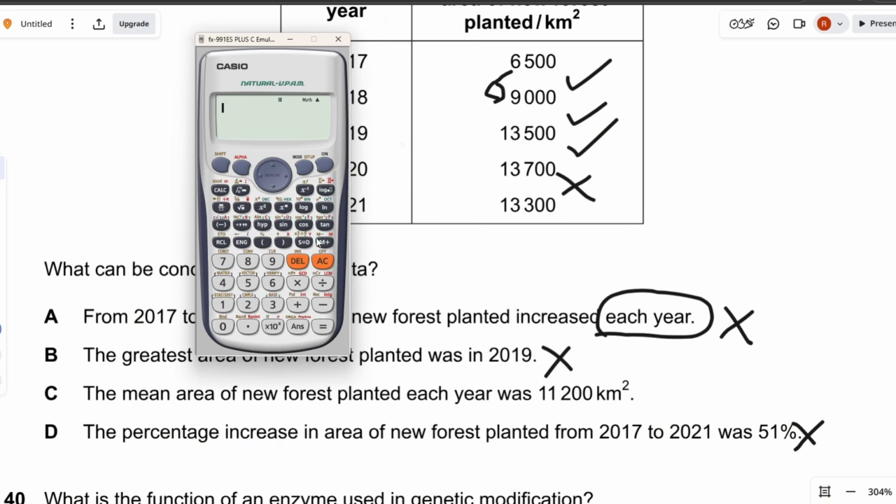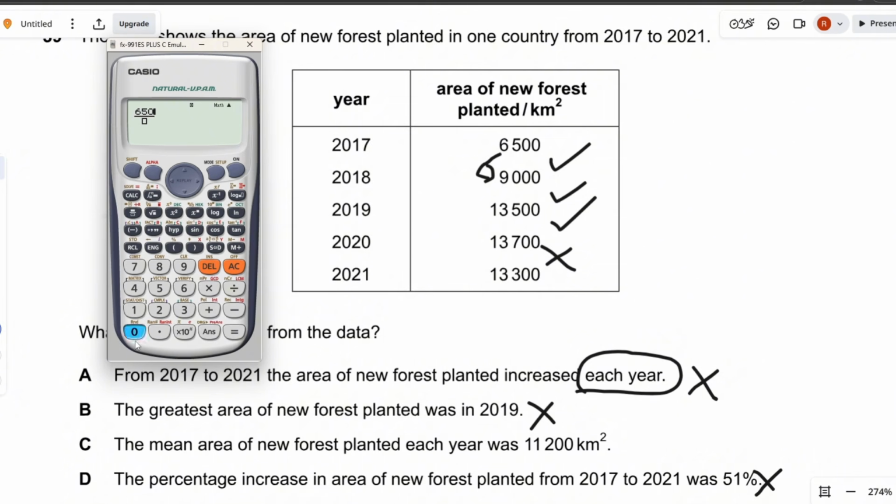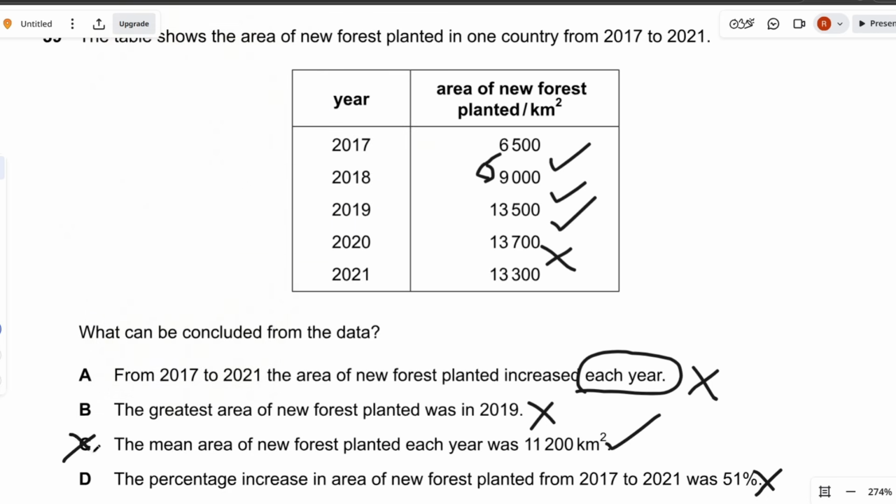To calculate the mean, we have to add up the total area, so we'll do 6,500 plus 9,000 plus 13,500 plus 13,700 plus 13,300 and divide by the total number of years, which is 1, 2, 3, 4, 5, and that'll be 11,200, and that is the correct answer, which is D.